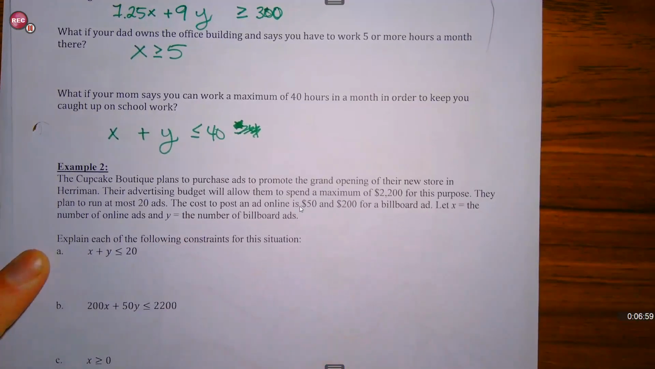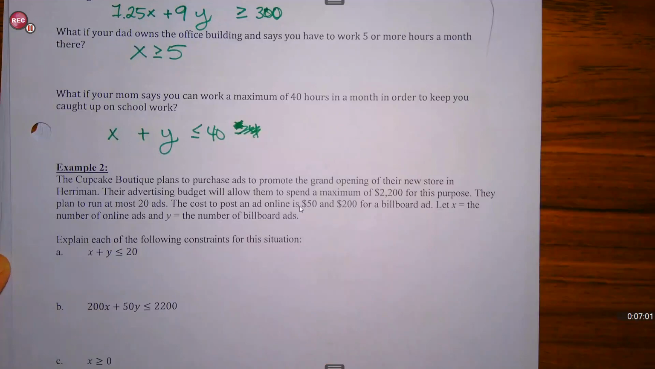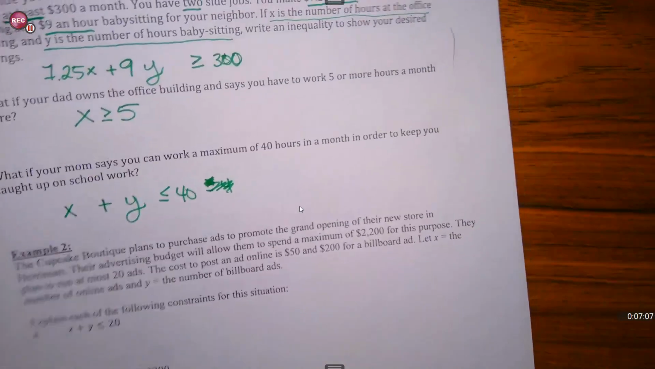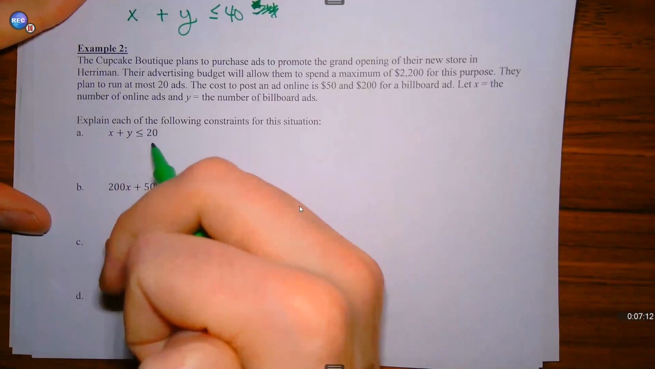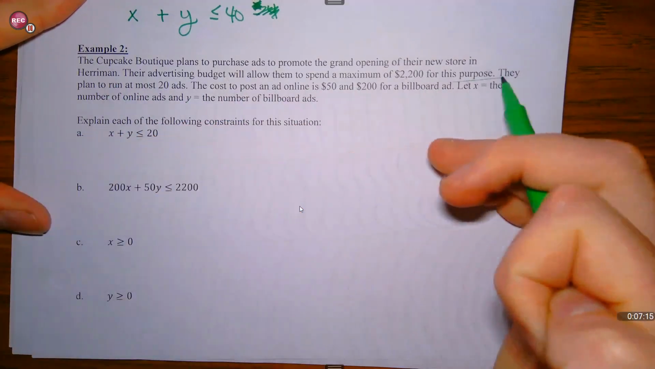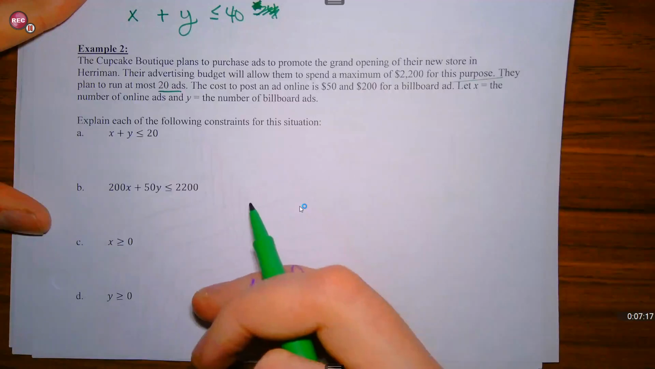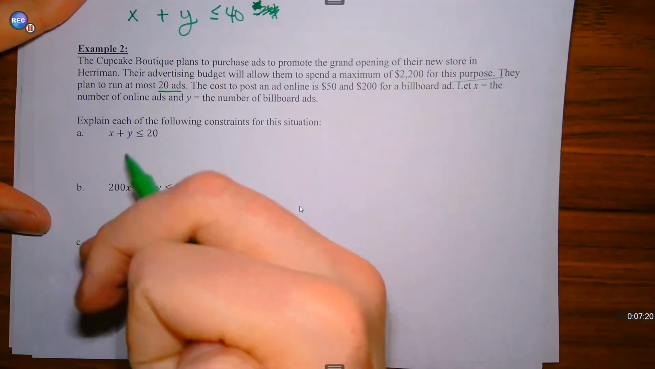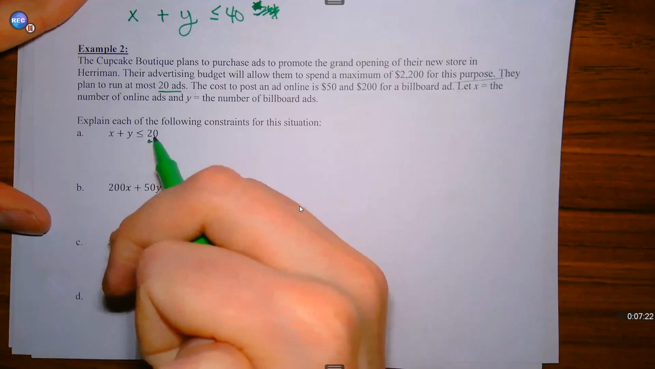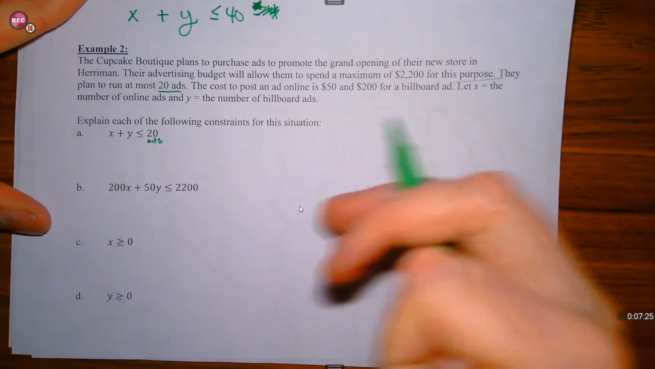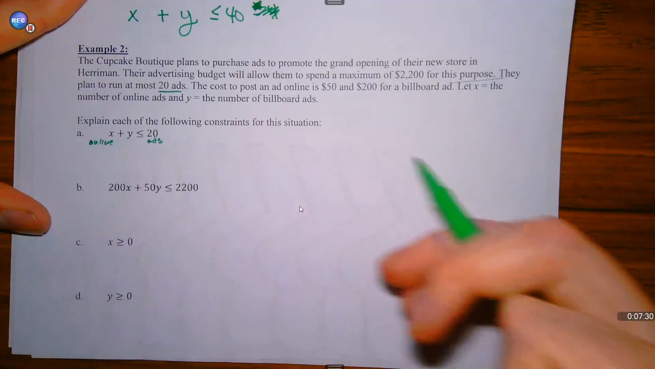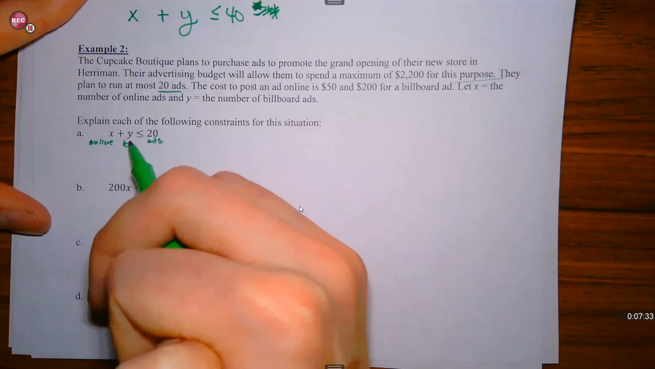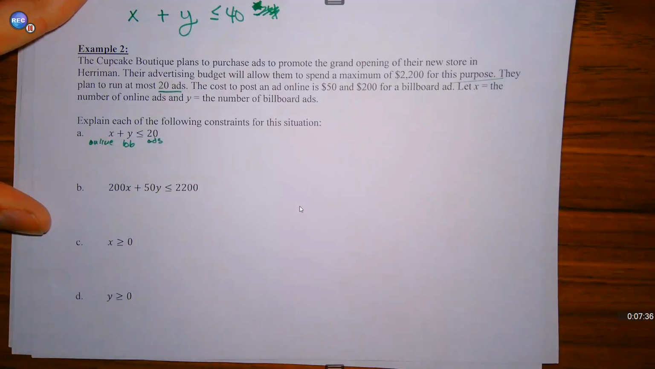So we can all assume that these constraints that we have here on A through D are going to be requirements that we can find within the problem. Okay, so let's think. Where can I see 20? If I go through here, they plan to run at most 20 ads. Okay, so let's understand that this is going to be some kind of ads here. And what is X representing? Well, it tells us that number of online ads. And what about Y? What's that going to give us? Number of billboard ads.